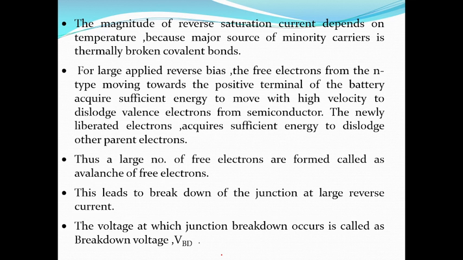Next, for a large applied reverse bias, what happens? The free electrons will be moving from n-type to p-type and they will be colliding with crystal ions. This process we will discuss in the next class. They take out electrons from the parent atoms. So a large number of free electrons flow without any change in voltage. That voltage we call the breakdown voltage.